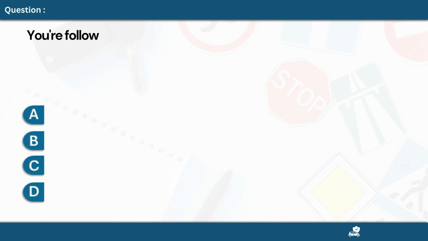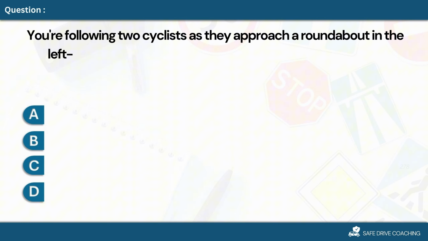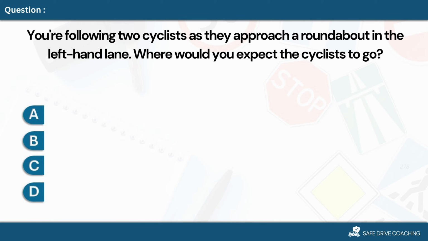You're following two cyclists as they approach a roundabout in the left-hand lane. Where would you expect the cyclists to go? A. Left. B. Right. C. Any direction. D. Straight ahead.